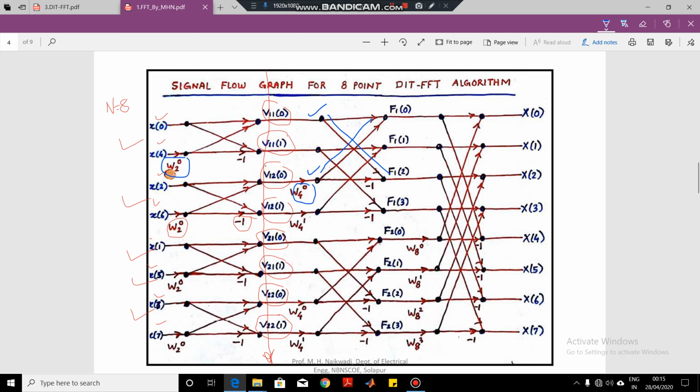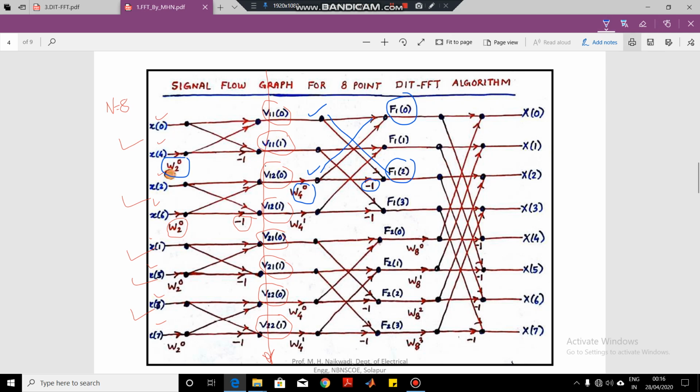When you combine this, you will get the first output here and the second output here. So what will be this output? F1 of 0 will be V11 of 0 plus V12 of 0 into W40. So this is addition. And what will be F1 of 2? V11 of 0 will come directly here, and W40 will get multiplied by V12 of 0, but here there is a -1, so it will be minus. In this way, at the second stage, we are getting the first two outputs.